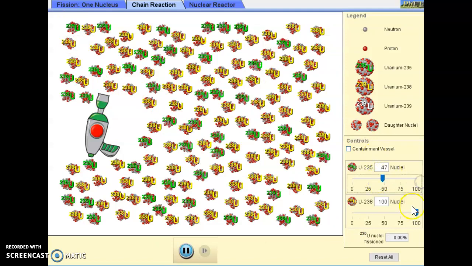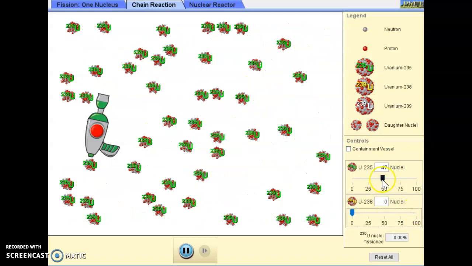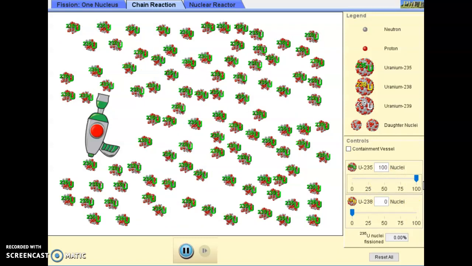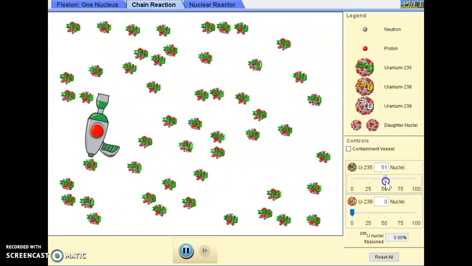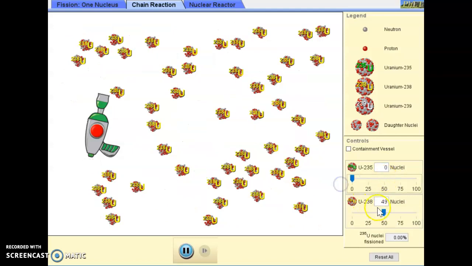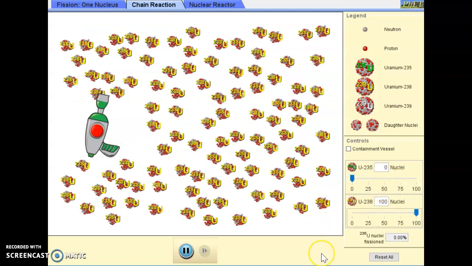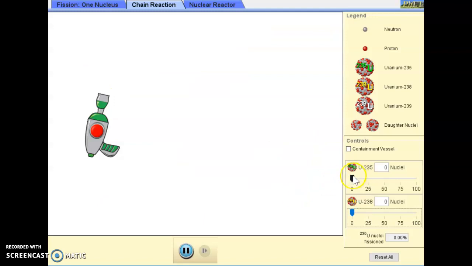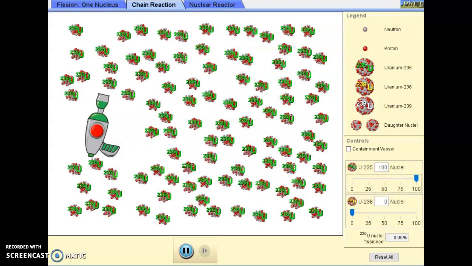So something to think about. Which situation would be the best for having nuclear power? 100% uranium-235, or maybe half and half, or no 235 and all 238. Which one would generate the most electricity? So make a prediction right now. A lot of people think, oh, having all uranium-235 would be best for inside a power plant because that's the one that does the reaction.